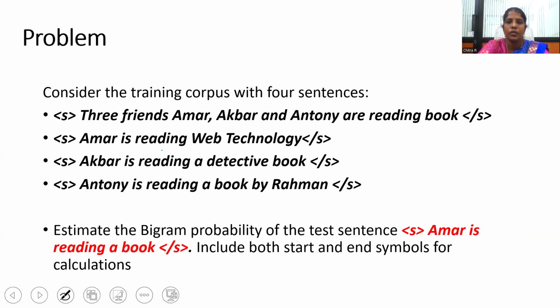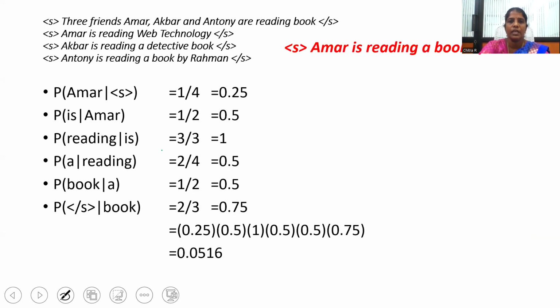Now, we are going to estimate the bigram probability of the test sentence. The sentence given is Amar is reading a book. For this one, using the given corpus, what will be the probability? We are going to analyze that. Consider this one. These are the training sentences, and our test sentence is Amar is reading a book. For this, I am going to find the probability.